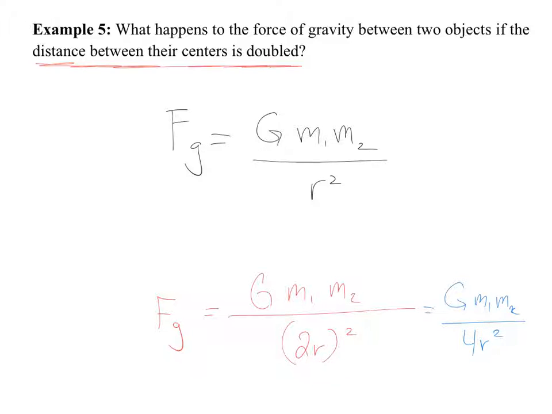Why is it an effect of decrease? How are FG and r related? I've heard you've been doing this in your math class. Indirect and direct variation, joint variation. This is joint variation. The force of gravity varies jointly with the masses of the objects, and it varies indirectly with the square of the distance between them. What's your constant of variation in this formula? G. G is the universal gravitational constant. G is your constant of variation.